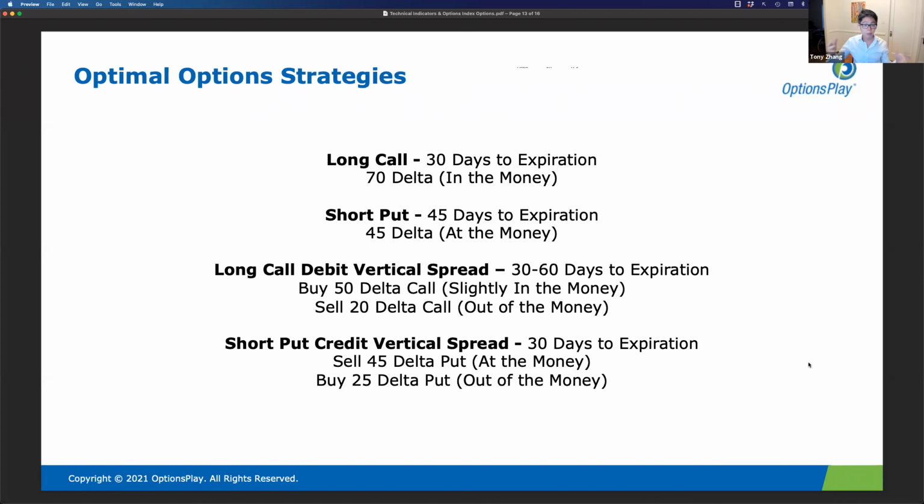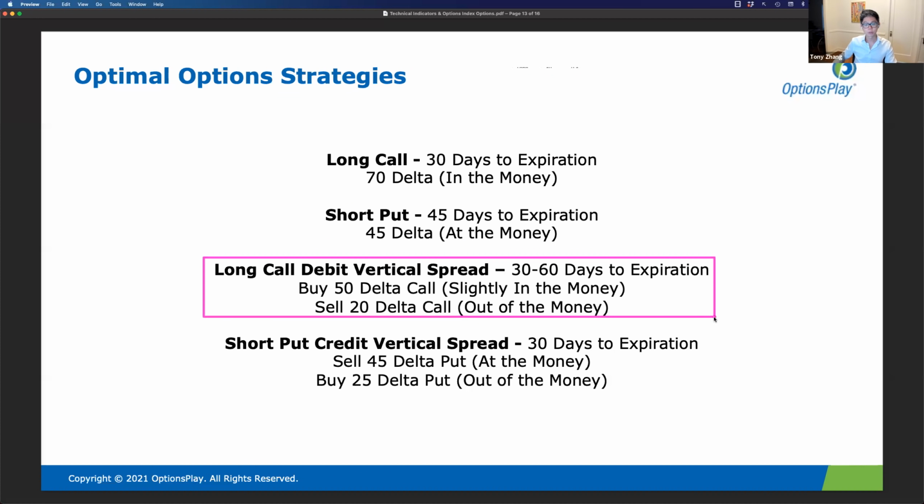So, based on all of the back tests that we did across all of the different expiration dates, what we settled on, and specifically these optimal strategies are for indices: when you're trading a long call, 30 days to expiration, 70 delta in the money call options have the best optimal strategy for index options. When you're selling a put option, 45 days to expiration, sell the 45 delta, which is just the first out of the money strike price on an index.